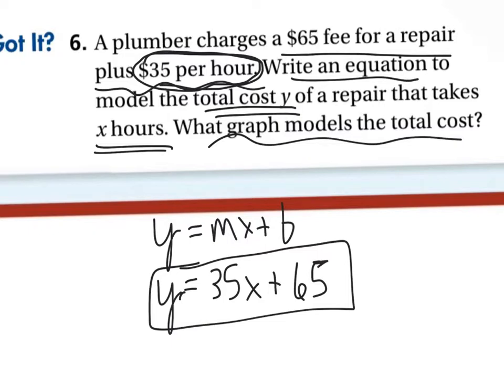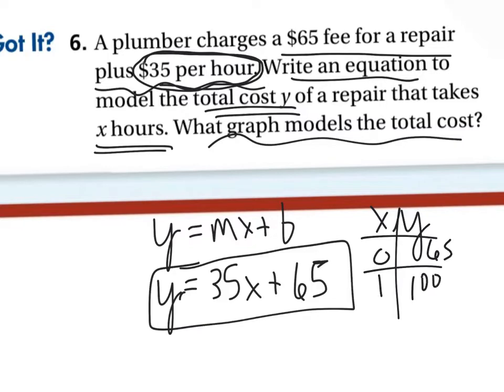And then from there, for the graph, you can do whatever you want. If we did a chart here, it would be 0, 65, 1, 100, and then 2 would be what, 70 plus 65, 135. Okay, and then we could graph those. Make sure when you graph that you label, just like they did on problem 6 in your book, the X as hours and the Y as the total cost in dollars.